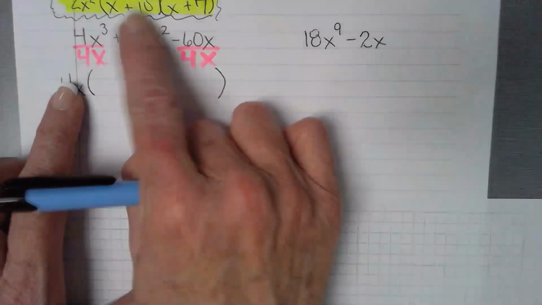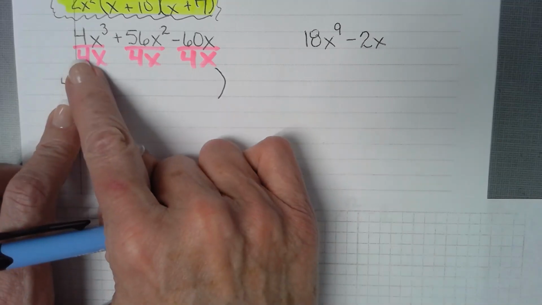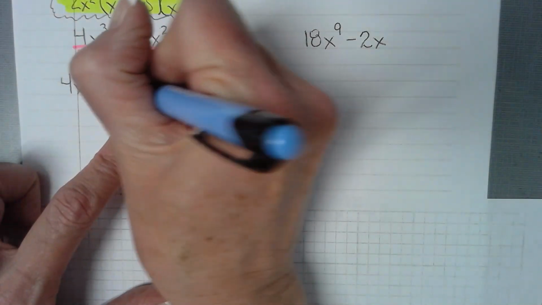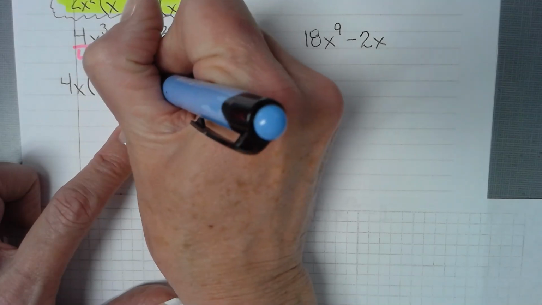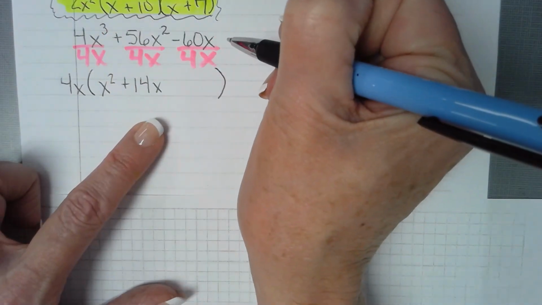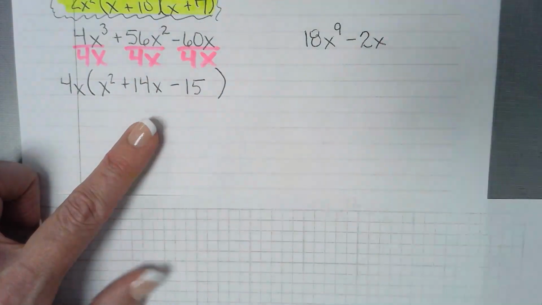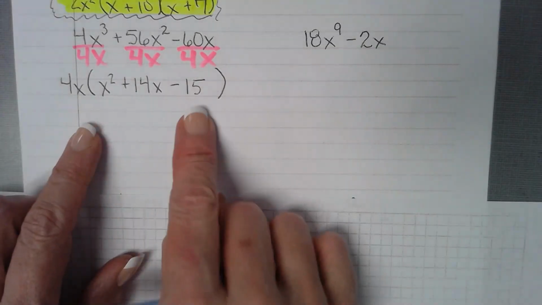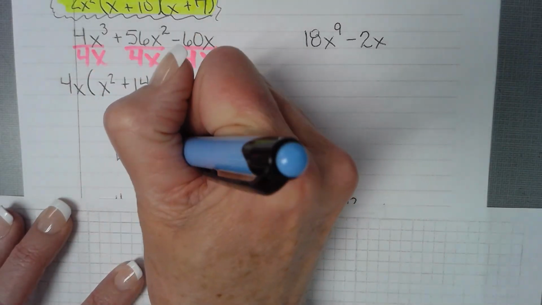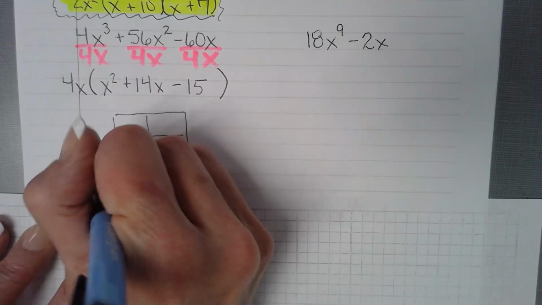Okay, so 4x was my greatest common factor. So pull that out and set up a parenthesis. And now we should have, when we divide, x squared plus 14x minus 15. See, all this is a trinomial, so what you're going to do is set up that 2 by 2 box. And don't forget, your final answer has to have the 4x in it.